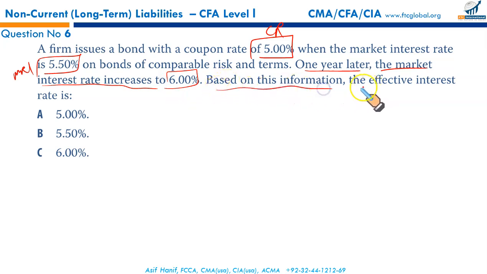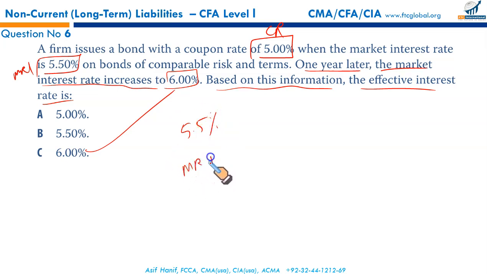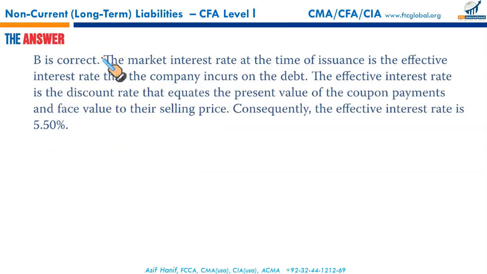Based on this information, the effective interest rate is, apparently most of you will jump at 6%. No. We will take 5.5%. Why? Because for bond valuation, the market rate of interest is the rate prevalent at the time of issuance of the bond. When we issued the bonds, the market rate on bonds of comparable risk and terms was 5.5%. Now this would be your effective interest rate, 5.5%. B.